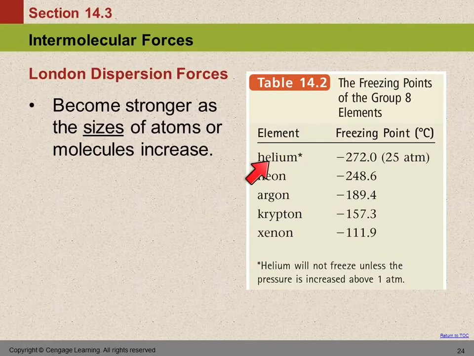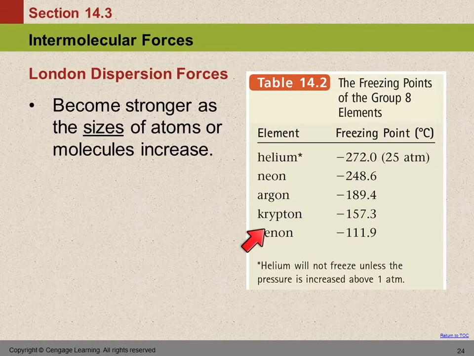It boils at 4 Kelvin, which would be minus 269 Celsius, so it's almost impossible to get it to freeze. But if it did freeze, it would be minus 272. Neon, minus 248, and these go up. So xenon freezes at minus 111.